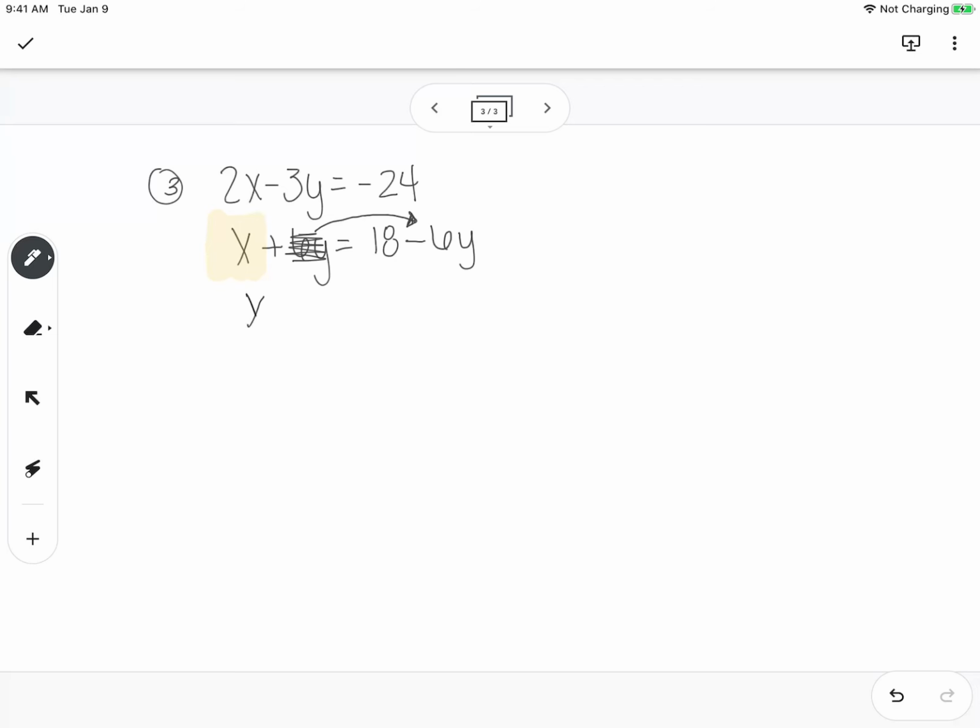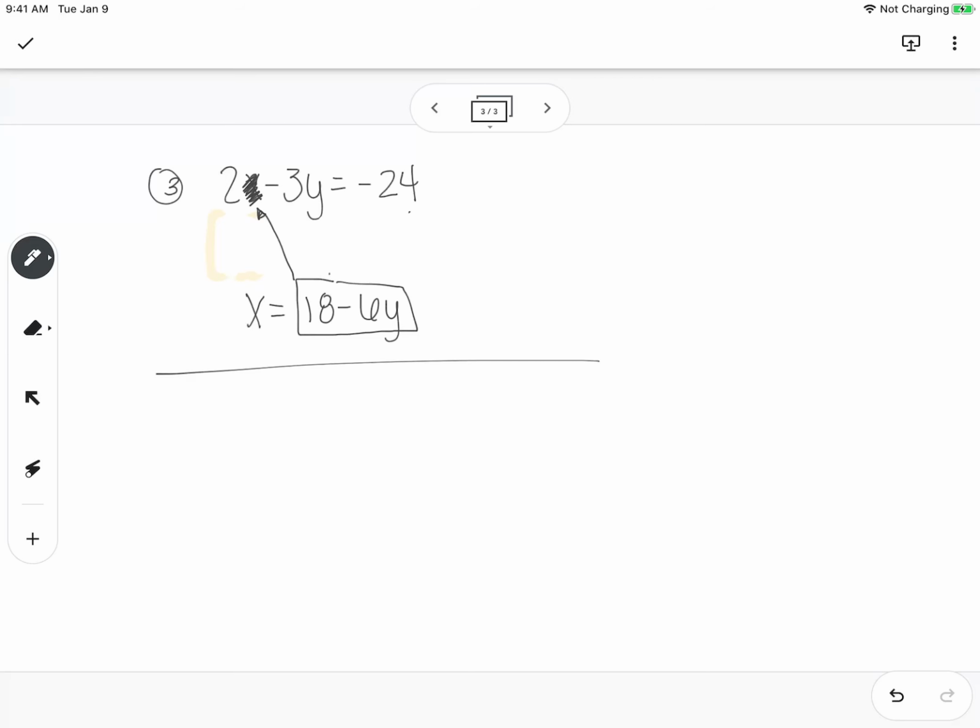And so what you have is x equals 18 minus 6y. With that being said, I'm going to get rid of all this because that's no longer there. I now can box up the 18 minus 6y because it's the x by itself, and it's going to go in for the x because it's an x equals.